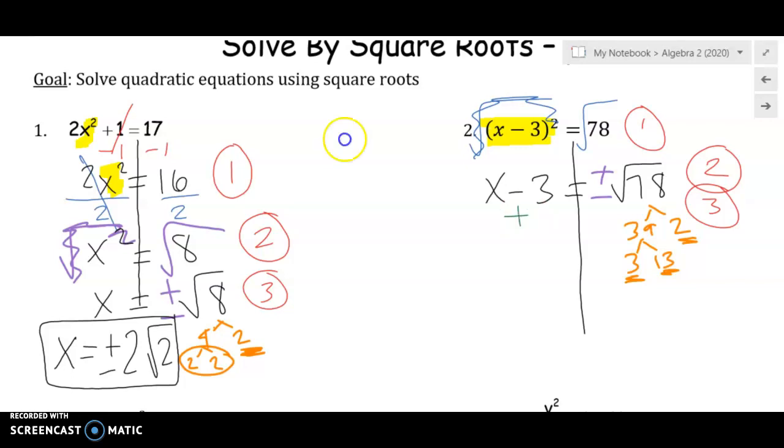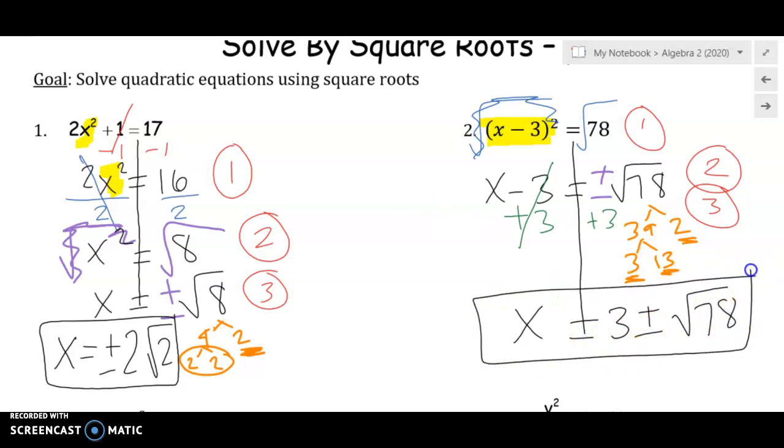So the only thing I could do now is get x by itself. I'm going to add 3 to the other side. So when I write this, I have x equals 3. That goes on the front. Then the plus or minus, and then the square root of 78. Again, I tried to break down the square root of 78. It just couldn't break down. That's as low as it can go.